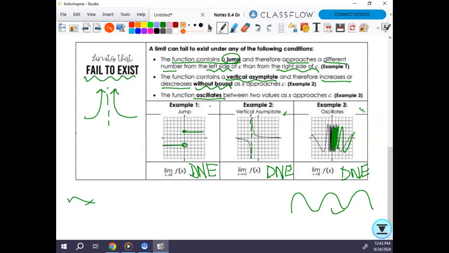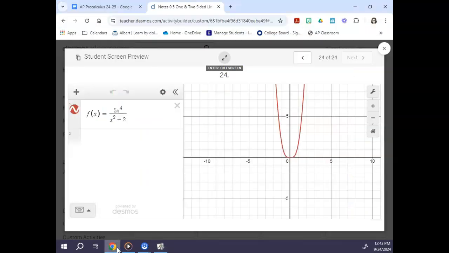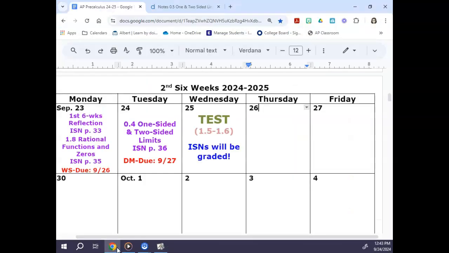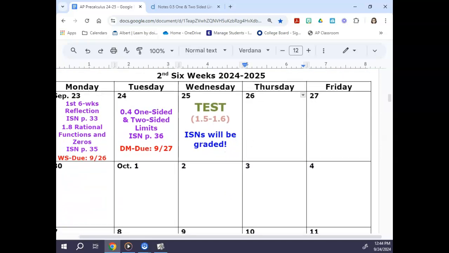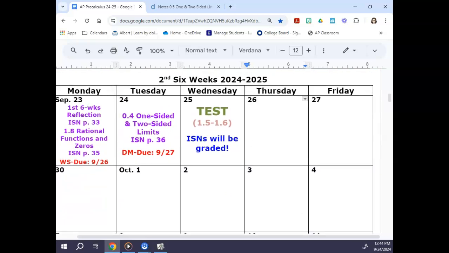What questions you got? All right, so your assignment is in Delta Math, but it's not in there, and I'm not putting it in there today because that's not what I want you doing today. You have a test tomorrow, and I've already reminded you. Go back through Albert, AP Classroom, your returned quizzes, your assignments, and be ready for that test.